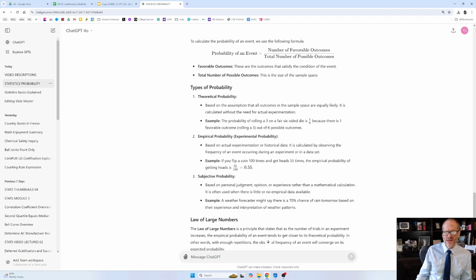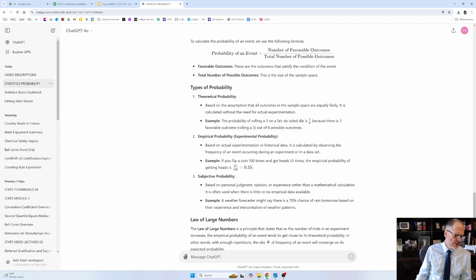There's theoretical probability. In the textbook, we talk about this as classical probability. It's based on the assumption that all outcomes in the sample space are equally likely. It is calculated without the need for actual experimentation. The probability of rolling a 3 on a fair 6-sided die is 1 out of 6 because there's one favorable outcome, rolling a 3, out of 6 possible outcomes.